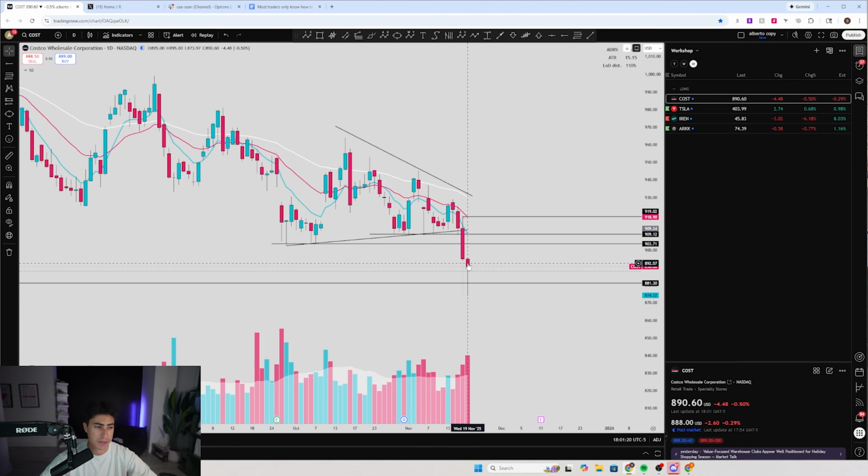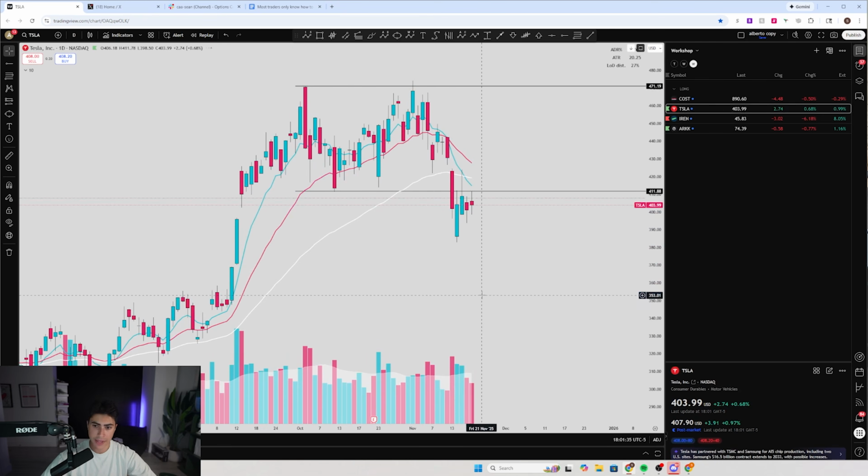And if you can catch puts on this, which I love to do, especially usually 1 to 2 week out options, I can catch an absolutely amazing return. So I made about 300% on this Costco trade just by being able to catch it as it was breaking down out of this key level. And then also this Tesla trade was a very similar one as well.